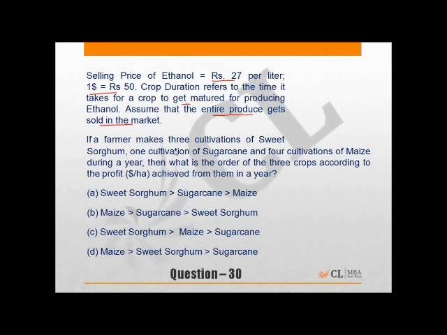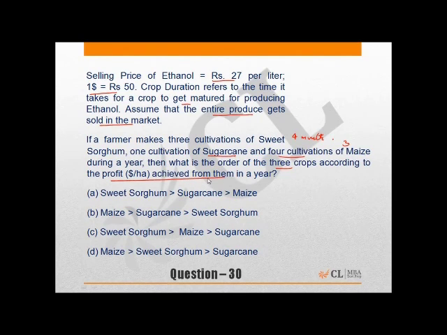If a farmer makes 3 cultivations of sweet sorghum, remember sweet sorghum was a 4-month duration, that means 1 year, 1 cultivation of sugarcane, which in any case has a 12-month duration, and 4 cultivations of maize. Maize was, if you remember, 3 months of cultivation period, so 4 cultivations will be a complete year. So we are talking with respect to a complete year. Then what is the order of the 3 crops according to profit achieved by them in the year?